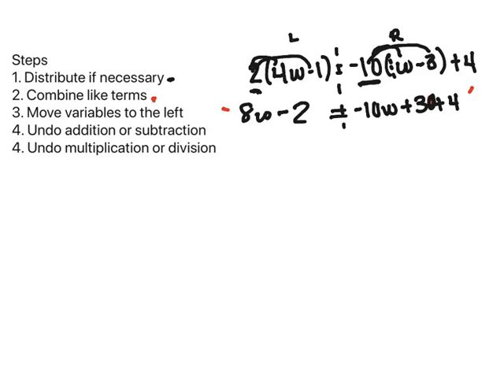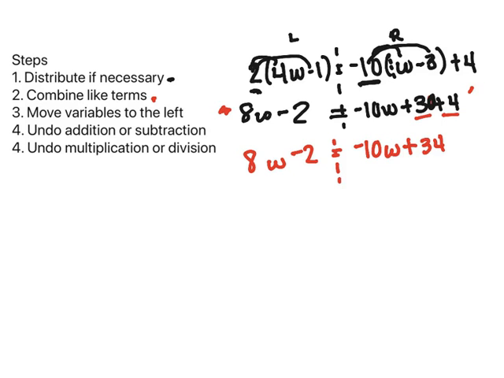I see that negative 10 is the only w, so negative 10w stays. And then I see that we have 30 and 4. Because they are both positives, I just add them and keep the sign. And that gives me 34. Everything else comes down. Now this is not a negative, that was just to show you that part of the equation.